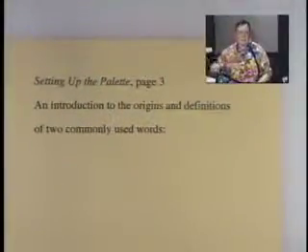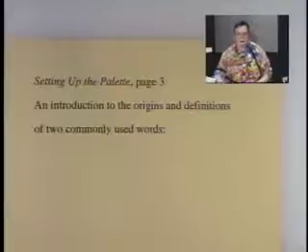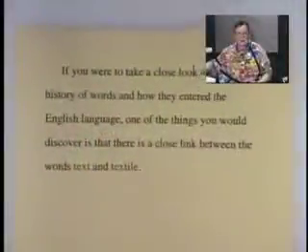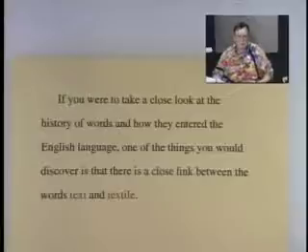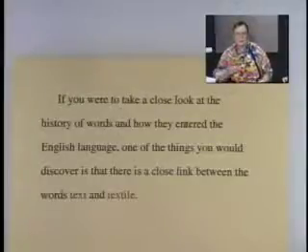and I want to start out with a discussion on an introduction to the origins and definitions of 2 commonly used words in English. Now, this is really a part of English that is formally called linguistics. I've always been attracted to linguistics, and this time in these books it becomes particularly critical, because 2 of the words I'm interested in right at the very beginning are text and textile. They look like they mean 2 very different things, but actually they come from the same source and their meanings are very closely linked.